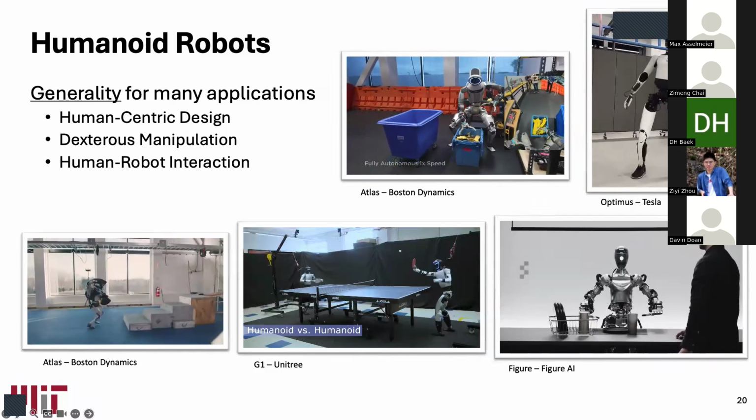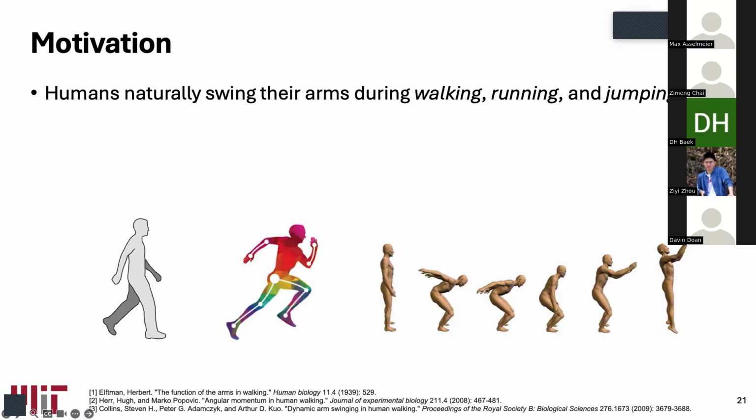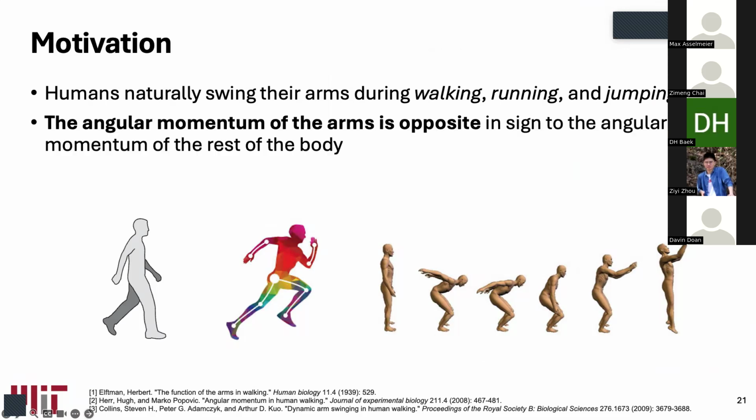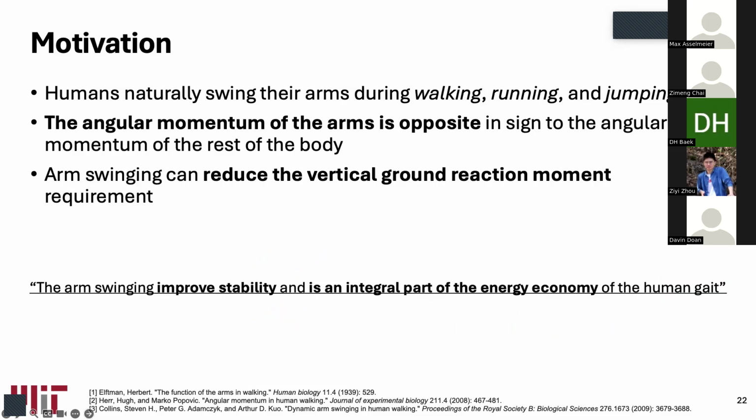So looking back at how humans move, this is kind of the spirit of the biomimetics part of our lab. We can notice that people naturally swing their arms during walking, running, or jumping. And a key finding from biomechanics studies shows that these arm swings reduce the total angular momentum of the body. In turn, it lowers the ground reaction moment that the contact foot needs to generate. This shows that the arms are not just passive appendages, a vestigial relic, but actually play an important role and improve stability when we locomote.